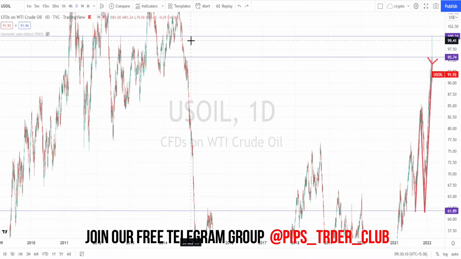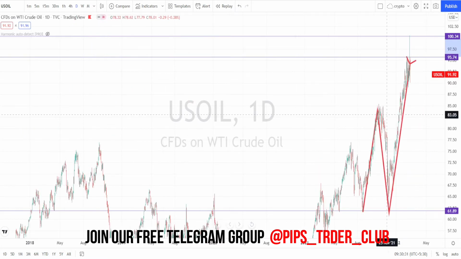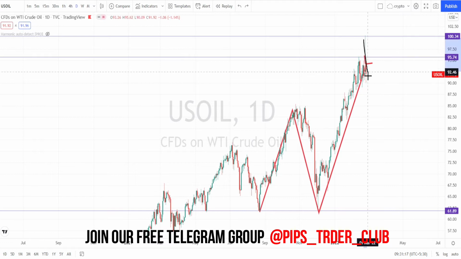So if the price action needs to continue with its bullish trend, it has to break this resistance zone of 100.34 and 95.74. And you also know that this sudden spike happened due to the Ukraine-Russia war, and if the war situation changes, we can expect a retracement from this level.